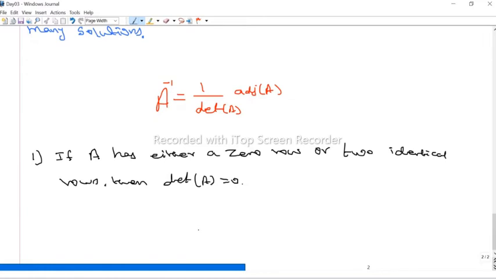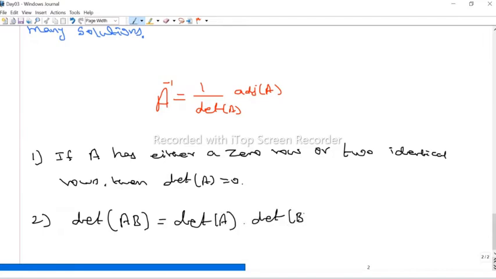Suppose we take the determinant of the product of two matrices, determinant of A into B, where both A and B are square n by n matrices. Then the determinant of AB equals determinant of A into determinant of B. This is a very important property, but the sum is not true. That is, the determinant of A plus B need not be equal to determinant of A plus determinant of B.